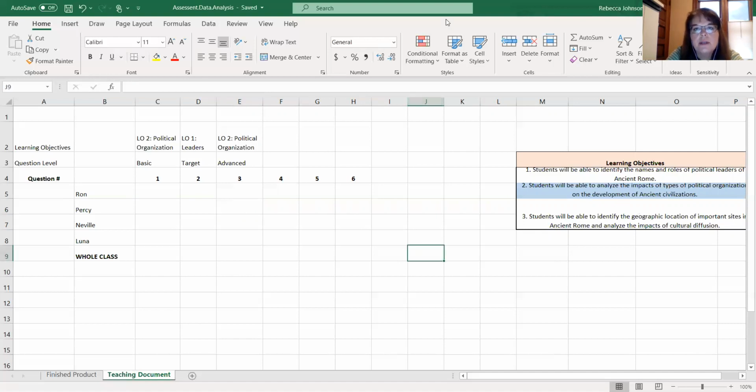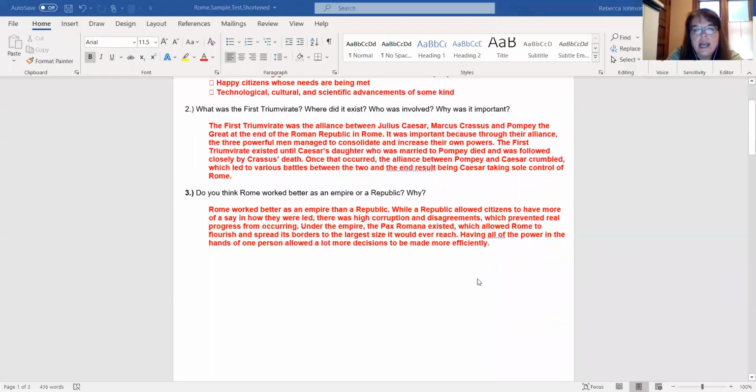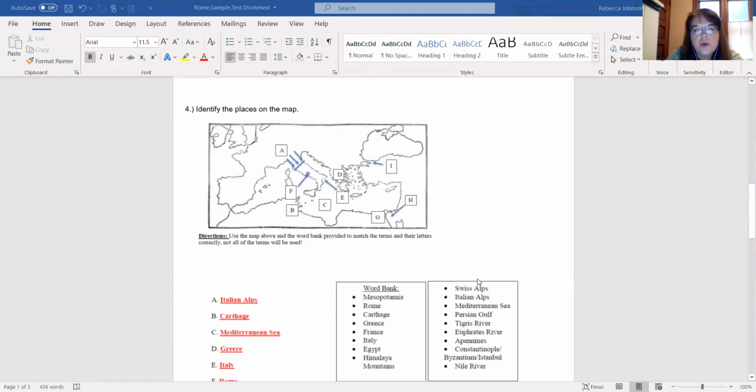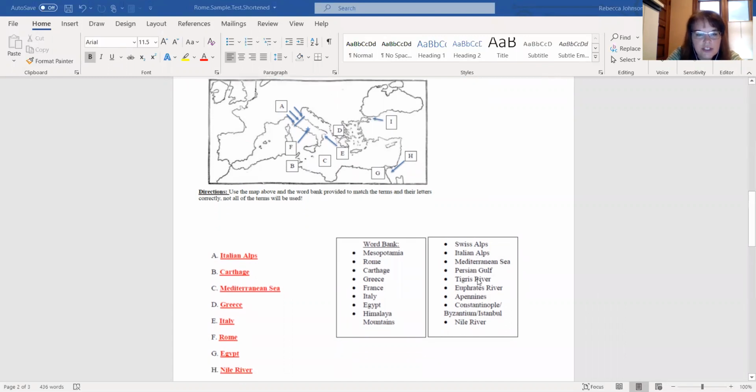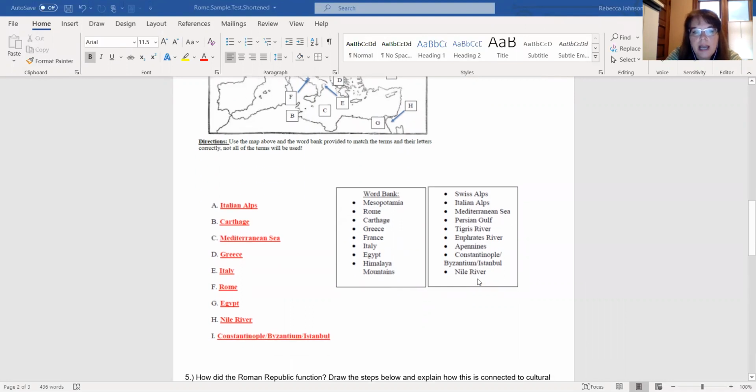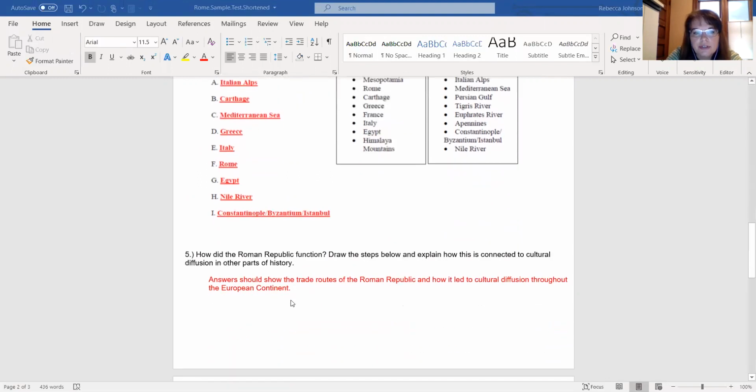Okay, so I'm going to pop over here to my test one more time, just so you can see the last 3 questions and how they connect. So question 4 is identifying places on a map, right? So this is really target, like students wanting to know target. You could identify this as target or basic. Some teachers might say basic. There is some leeway in here, but I say target just because this is really important to me that students know these locations. So you'll notice that they're cities and rivers mainly.